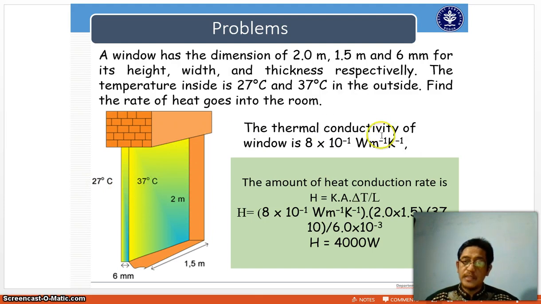The thermal conductivity of the window is also known: 8 times 10 to the minus 1 watt per meter per Kelvin. So you can calculate the heat conduction rate using the previous equation, K times A times delta T divided by L. You put all those numbers in, and we get this solution. The conduction rate of this window is 4,000 joules per second, or 4,000 watts.